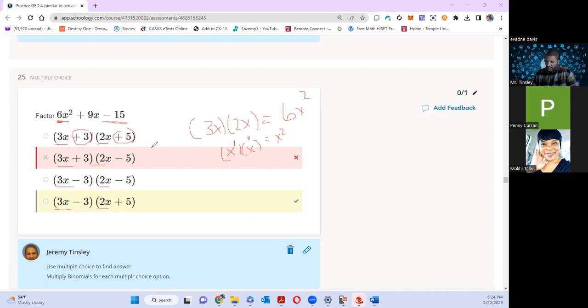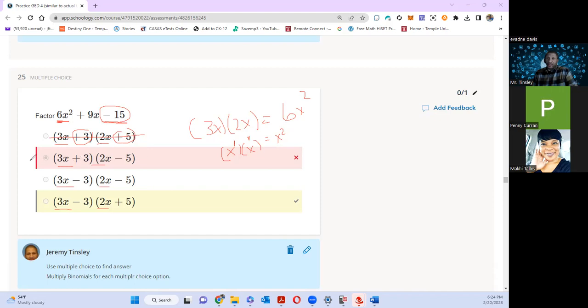What is 3 times 5? 15. So we know it can't be A, because why? Our quadratic equation says minus 15. What is plus 3 times minus 5? Again, you get minus 15. Yes. So that's good.